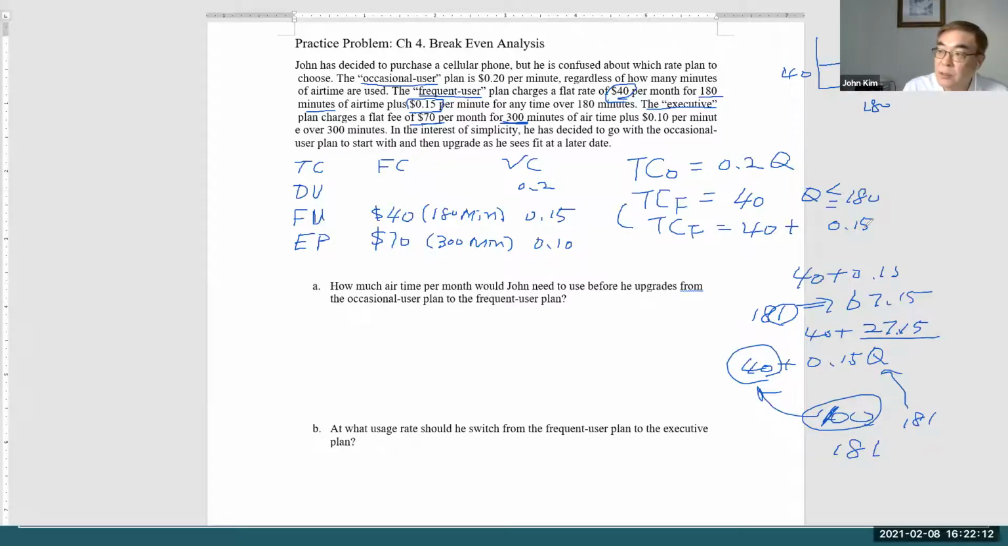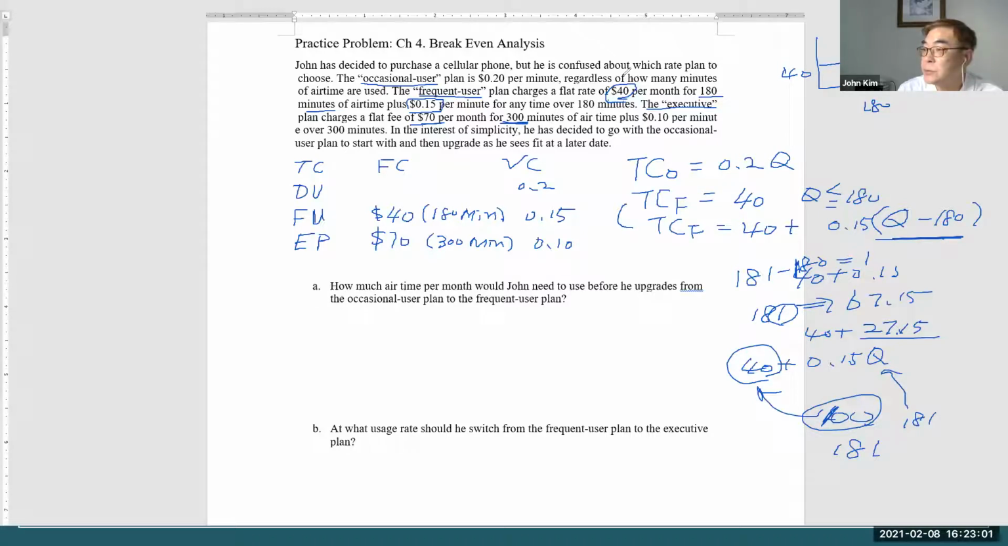Something is wrong. That means Q should be subtracted by 180. So if it is 181 minutes, then it should be 1 minute, right? The additional is 1 minute. So subtract 180, then only 1 minute additional. Got it? Why do I have it like this? Only 1 minute additional.